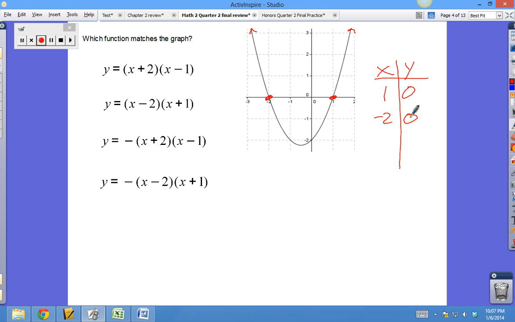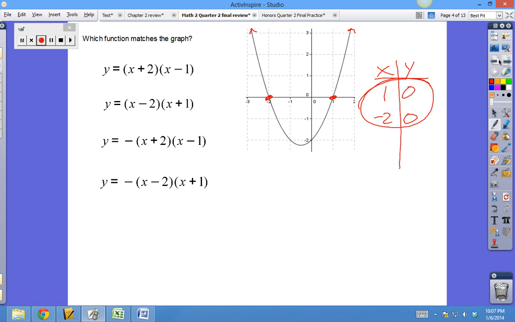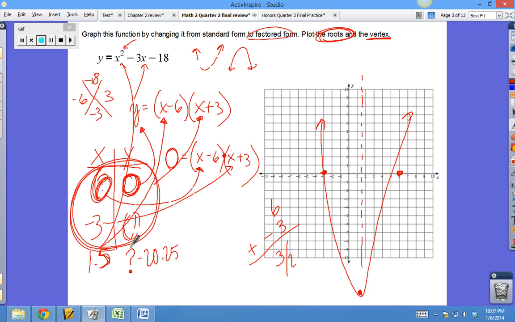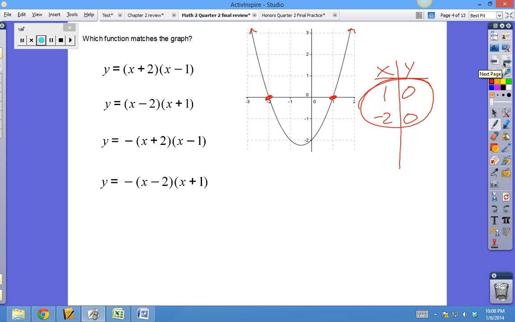And here's what you gotta know. What is in your table and what is in your equation are opposite. So in my table I have a 6 and 0, a negative 3 and 0, but in my equation I have a minus 6 and I have a plus 3. So from one to the other they're opposite.